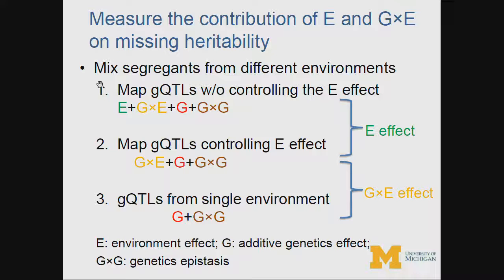I used two different ways to mix the data. The first way is I just mixed the phenotype data without controlling the environment effect, and then mapped the GQTLs with the same method. The second way is I first normalized the mean phenotype of each environment, and then mixed the data from two different environments. With this way, the environment effect is controlled. And we also have the GQTL mapped from single environment as the third way.